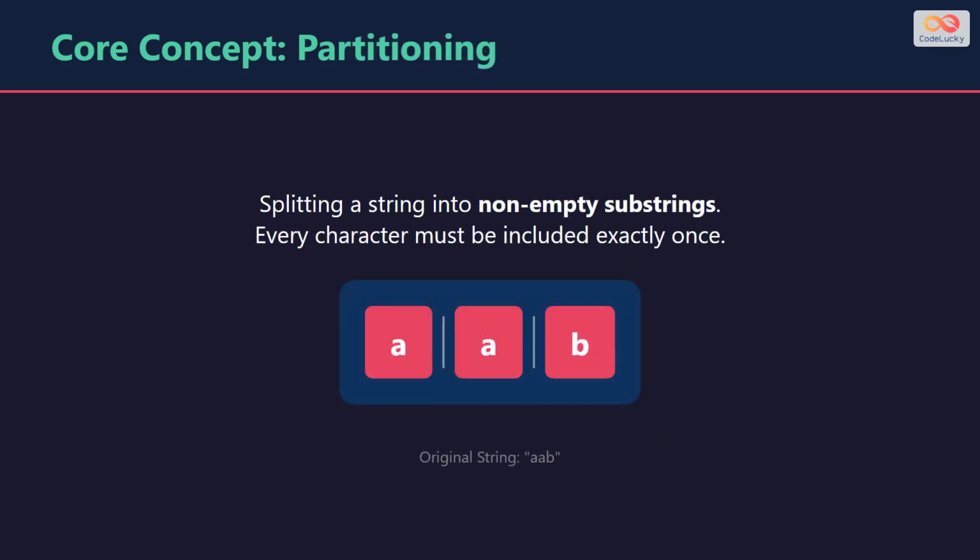Next, let's define partitioning. Partitioning a string means splitting it into non-empty substrings. Imagine taking a pair of scissors and cutting the string between characters. The key rule is that every single character from the original string must be included exactly once in their original order. For the string ab, we could split it into a and b.